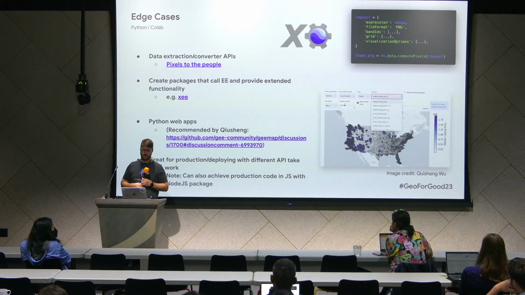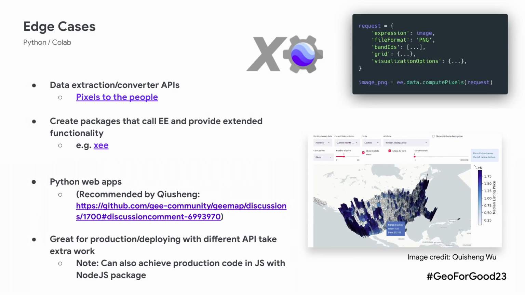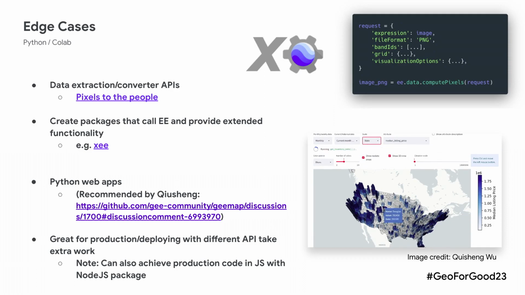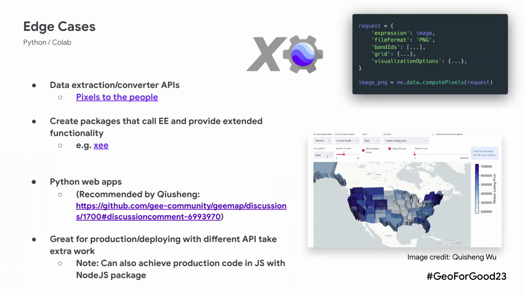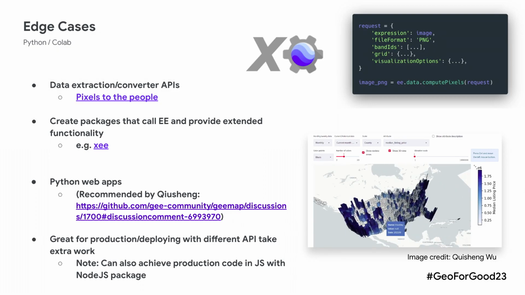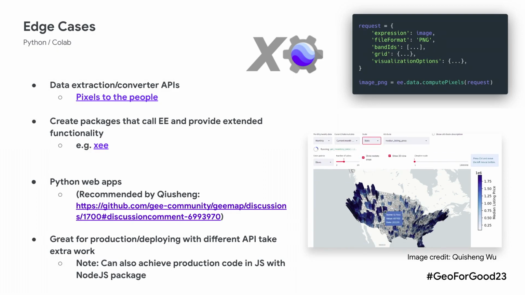user perspective. So in the Python side, again, highlighting what Steve announced was the data extraction and data converter APIs. Those are exclusively for the Python API. What that really does is just allow you to get the data into those Python data structures. The other thing that you can do in the Python side that's more advanced is you can create these packages that call Earth Engine and provide those extended functionality, right?